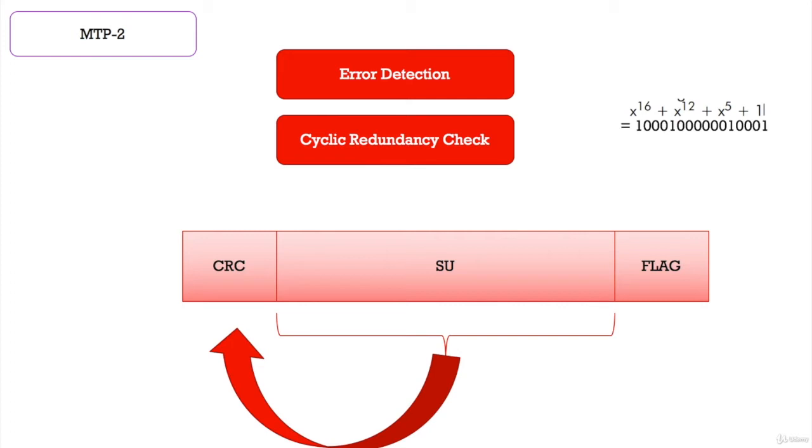So this CRC technique, now in this process for calculating the CRC, the flag is not included, only the signaling unit is included, and after applying the CRC algorithm on the signaling unit, it is appended after the signaling unit.